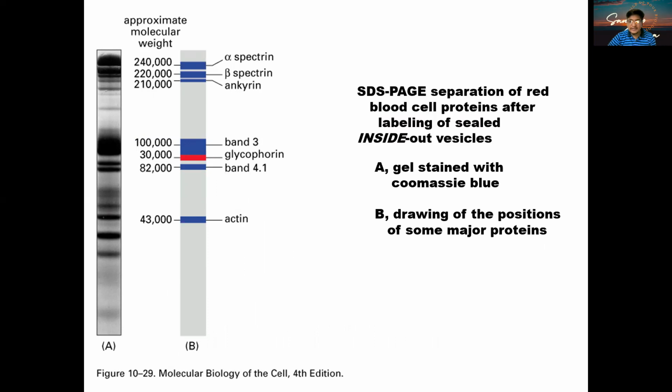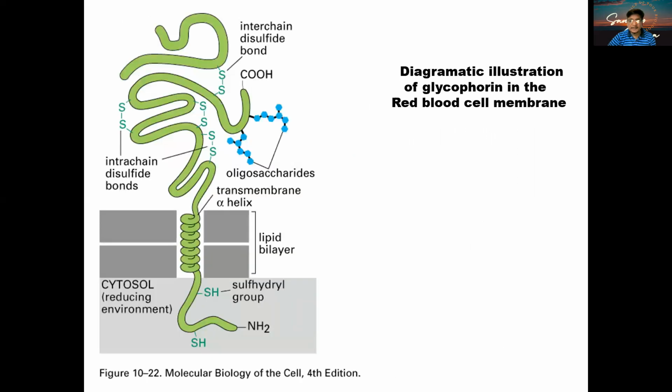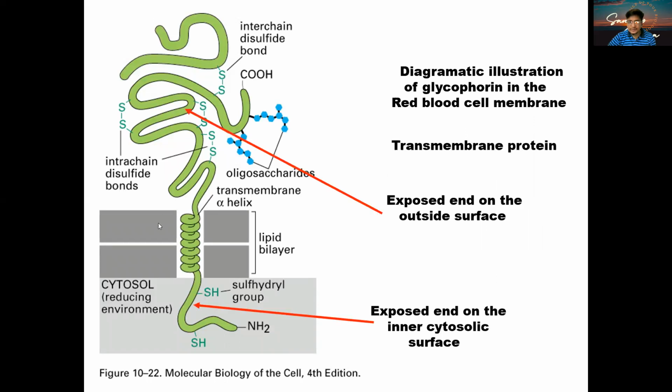Now we'll go into the inside out. Again we do the same thing. Here the gel is stained with Coomassie blue, and part B draws the positions of some major proteins. Here the glycophorin is labeled, indicating it is exposed on the inner surface of the membrane as well. That means it is going to be a transmembrane protein. And this is how it looks. This is the exposed part on the outside, and this is the exposed part in the cytosolic region.